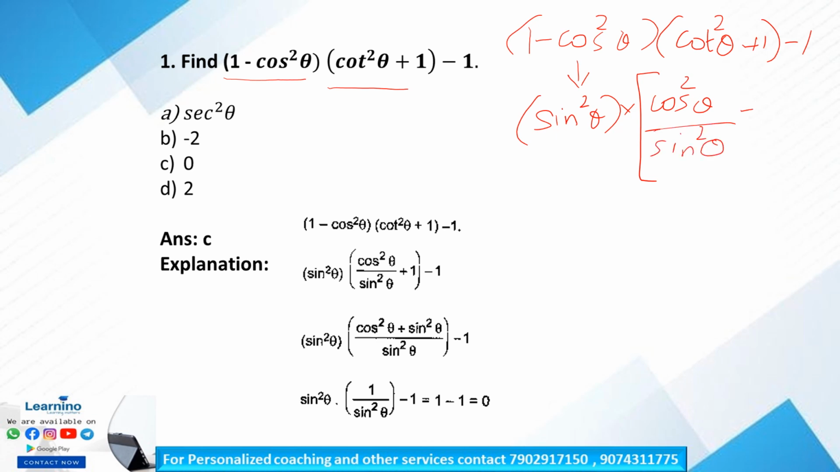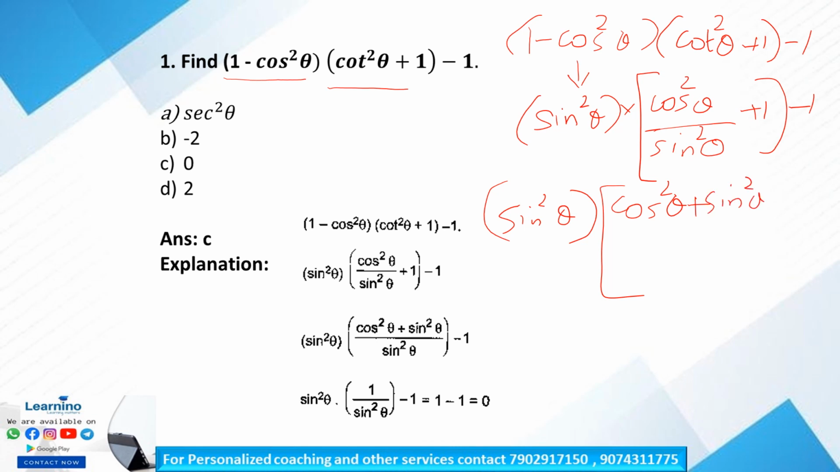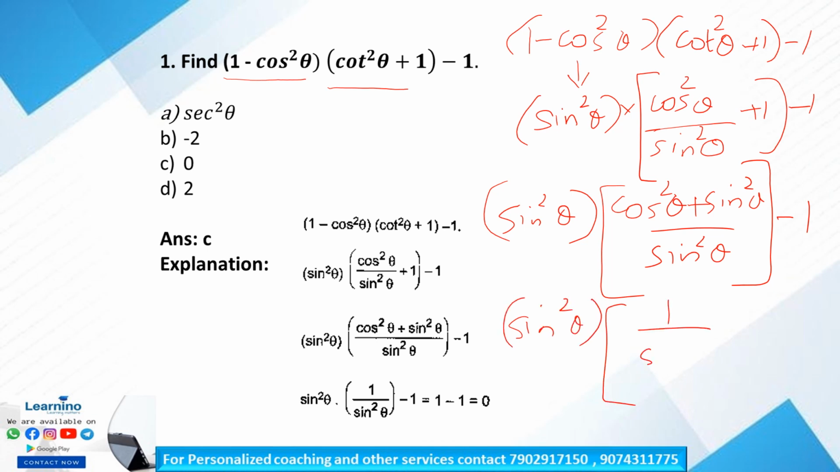Sine square theta into (cot square theta plus 1) minus 1. Let us rearrange this equation by considering cos square theta. Then by cross multiplication, cos square theta by sine square theta plus 1 is equal to cos square theta plus sine square theta by sine square theta, minus 1. So what is cos square theta plus sine square theta? That is equal to 1, right?